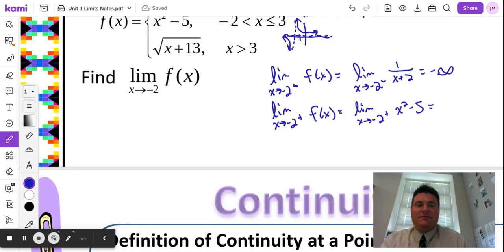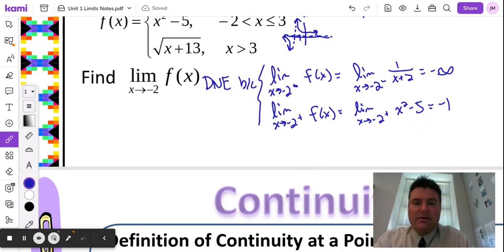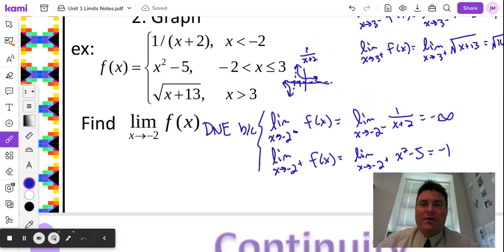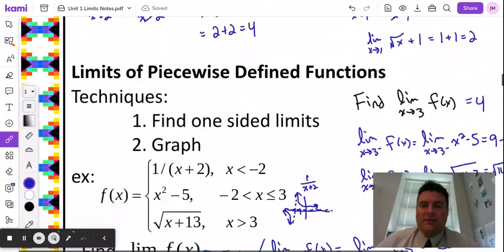If you do plug in a -2 there, you're going to end up with -1. So those are not equal. So this is going to be a DNE. So this limit does not exist. And I'm going to kind of just squeeze it in because all that stuff is true. Again, those do not equal. So I'm done there. And that is going to wrap up our lesson here for limits using laws and algebraic.